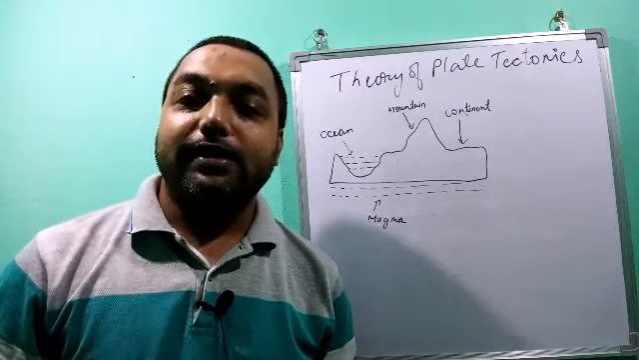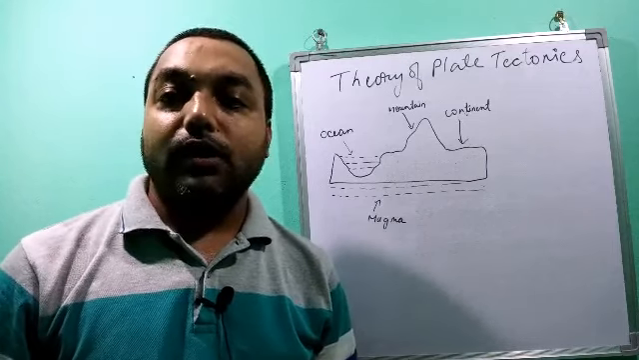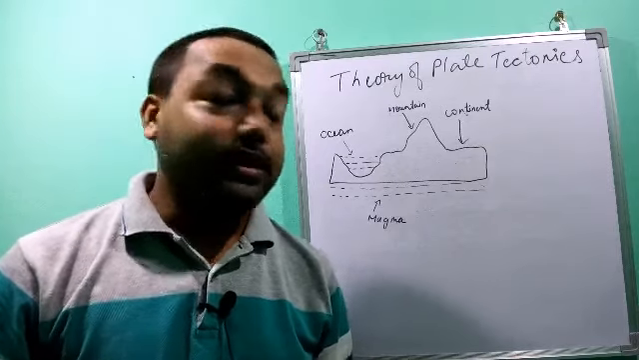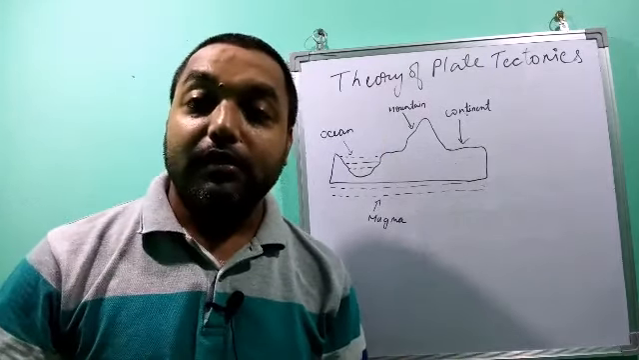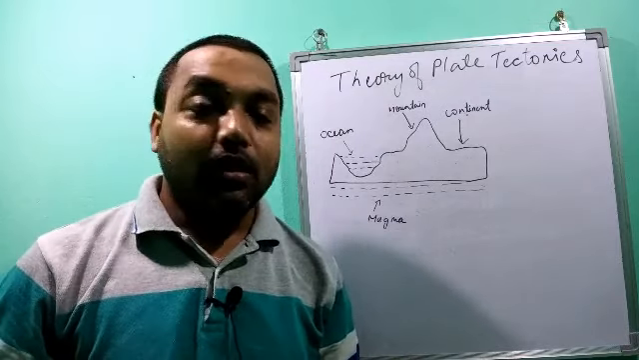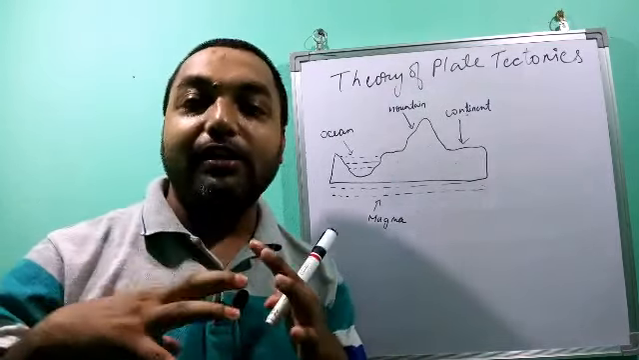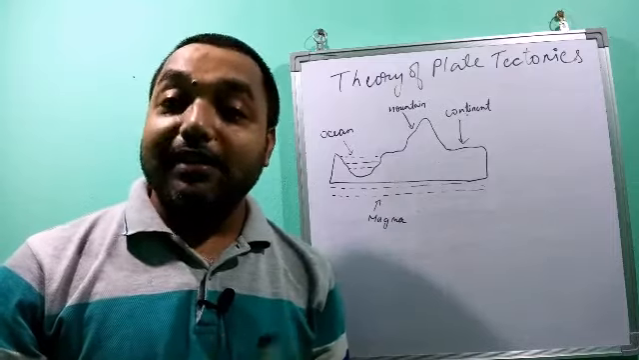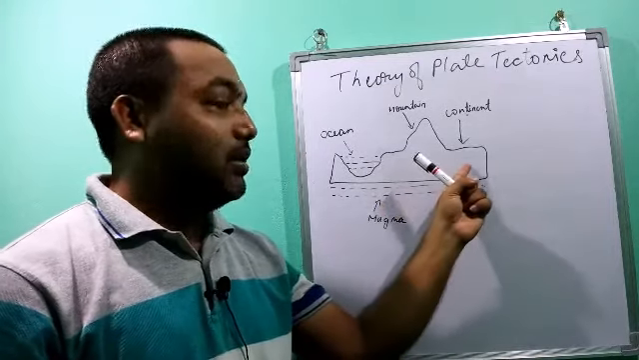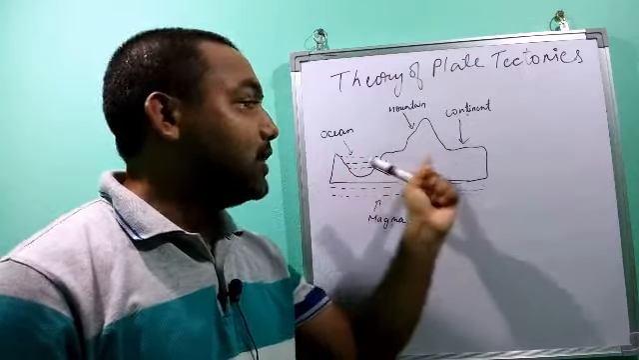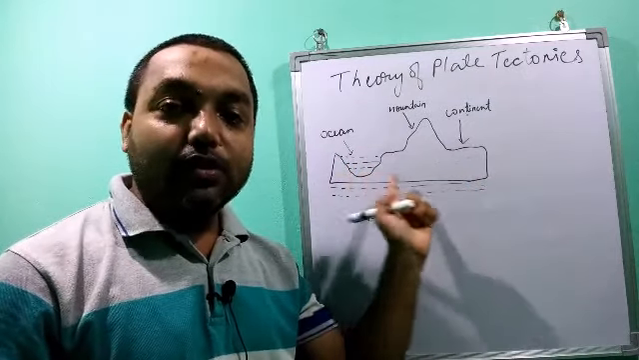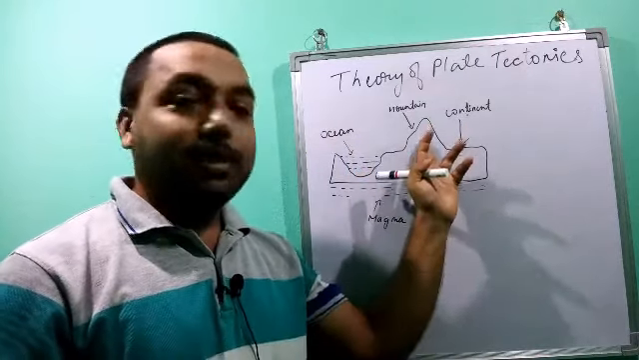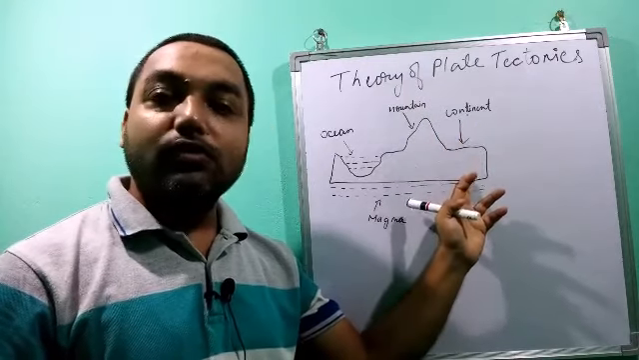There are various theories related to the formation of different physical features on the surface of the earth. The main theory that is very widely accepted is the plate tectonic theory. According to this theory, the earth has been divided into various big and small plates. First let us understand what a plate is. A plate is a part of the earth's crust. Suppose this is the part of the earth's crust, and on this crust everything is there. Even the ocean is on this crust, the mountain is also on this crust, and the continents are also on this crust.